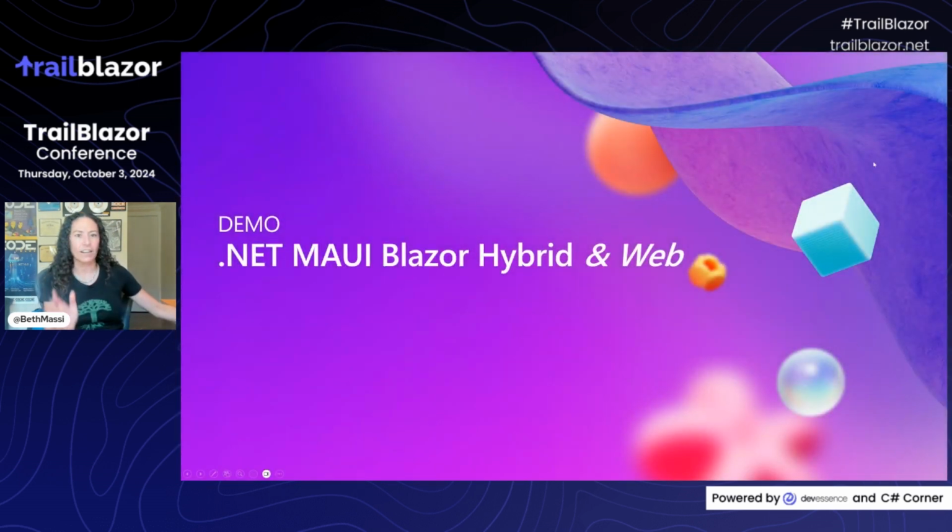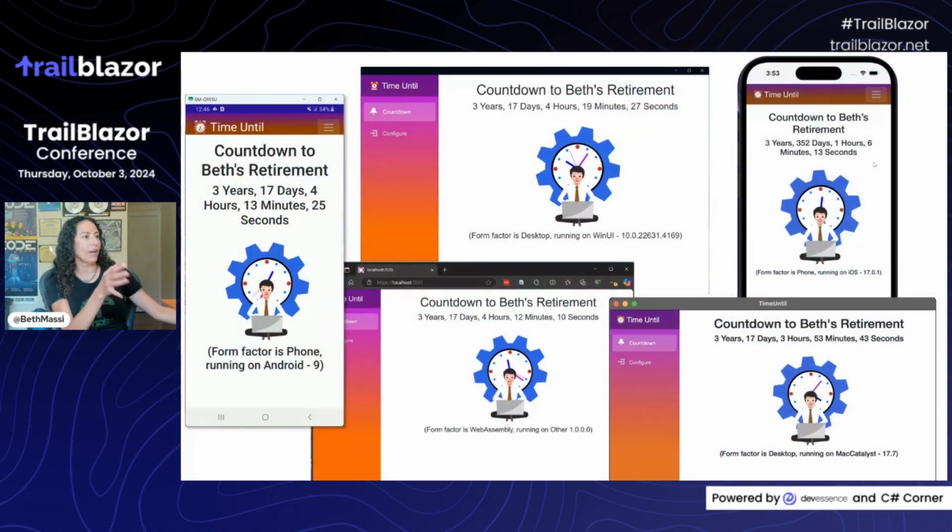All right, so that's Blazor Hybrid and web. And by the way, I didn't show anything on the Mac, but here are some screenshots of that countdown timer. This is on Mac Catalyst, and this is iOS, and you'll see the iOS and the Mac Catalyst. Okay, that's kind of sweet.